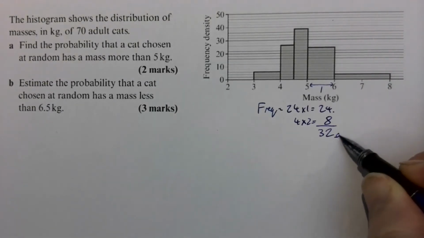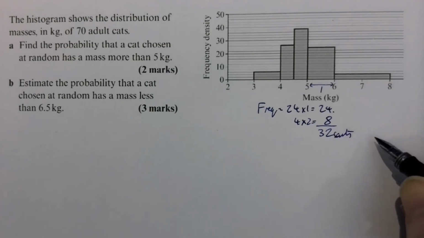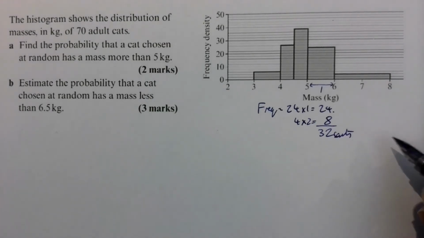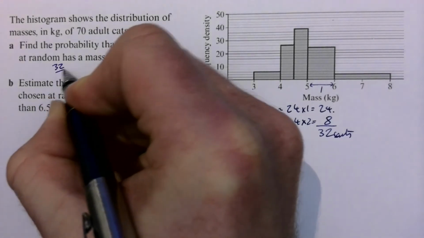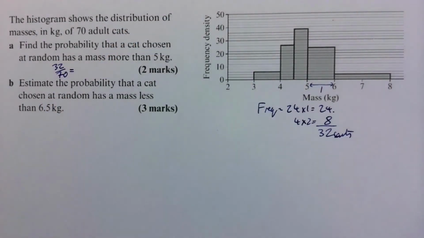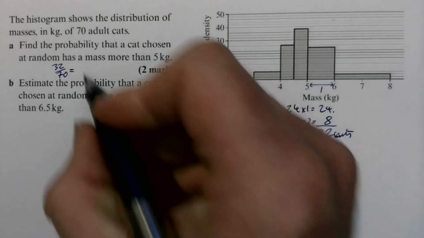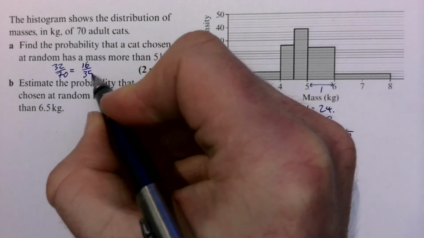cats out of the 70 cats that we had. So the probability is going to be 32 out of 70, which simplifies to 16/35.